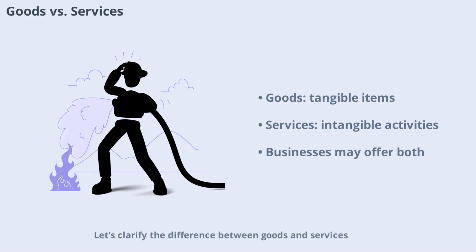Let's clarify the difference between goods and services. Goods are tangible items you can touch and own, like a new phone or a loaf of bread. Services, on the other hand, are activities or benefits provided to you, such as a haircut, a car repair, or a music lesson. Sometimes a business may offer both. A bakery sells bread, a good, and may also offer catering, a service. Understanding this distinction helps you see how businesses meet different consumer needs.